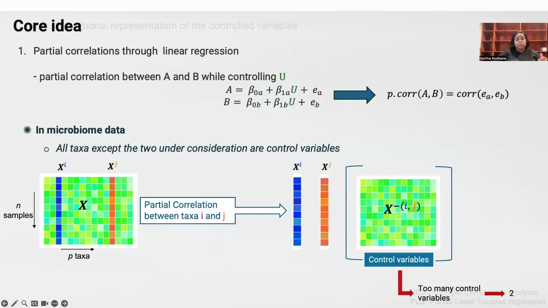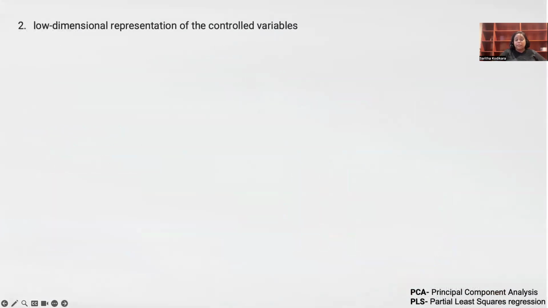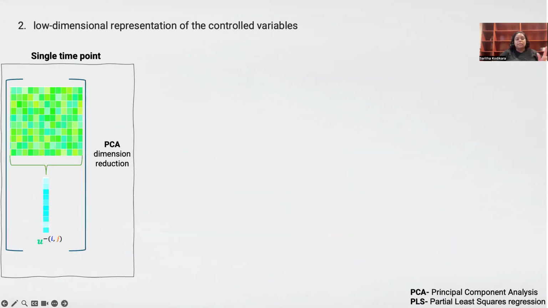In the second step, instead of regressing across all those green columns, we are going to get a low dimensional representation of them. If you look at just a single time point, the way to get a low dimensional representation of the data is principal components. So you use the first principal component as the low dimensional representation of your control taxa. The control taxa is any taxa that is not i and j, because we are interested in finding the partial correlation of i and j.